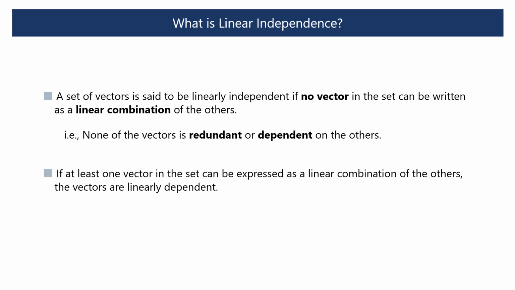A set of vectors is said to be linearly independent if no vector in the set can be written as a linear combination of the others. In other words, none of the vectors is redundant or dependent on the others. If at least one vector in the set can be expressed as a linear combination of the others, the vectors are linearly dependent.